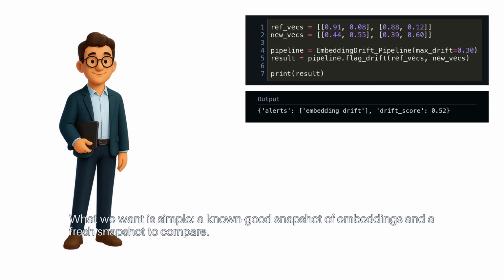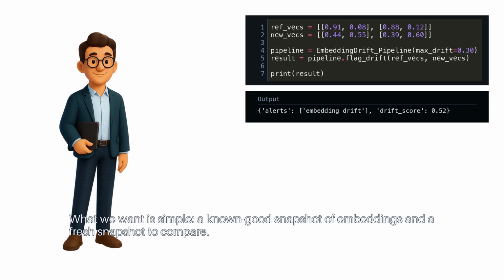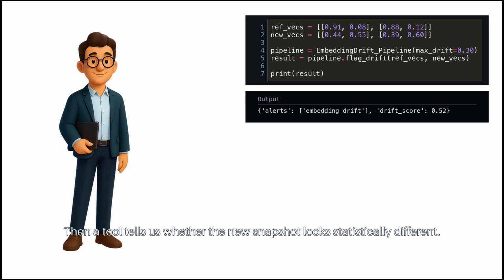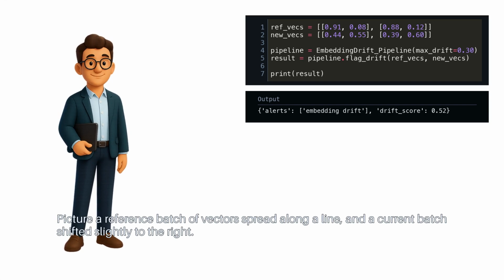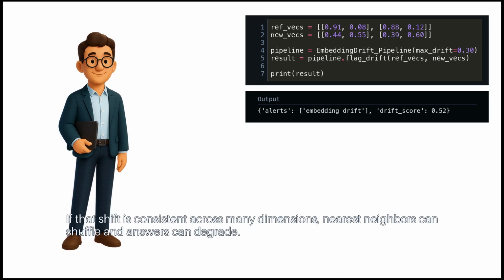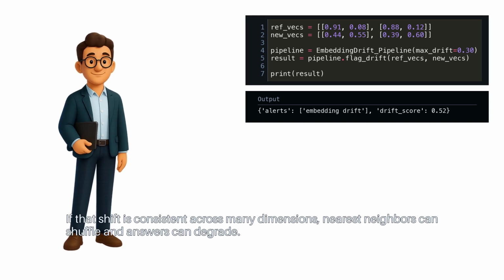What we want is simple: a known good snapshot of embeddings and a fresh snapshot to compare. Then, a tool tells us whether the new snapshot looks statistically different. Picture a reference batch of vectors spread along a line, and a current batch shifted slightly to the right. If that shift is consistent across many dimensions, nearest neighbors can shuffle and answers can degrade.